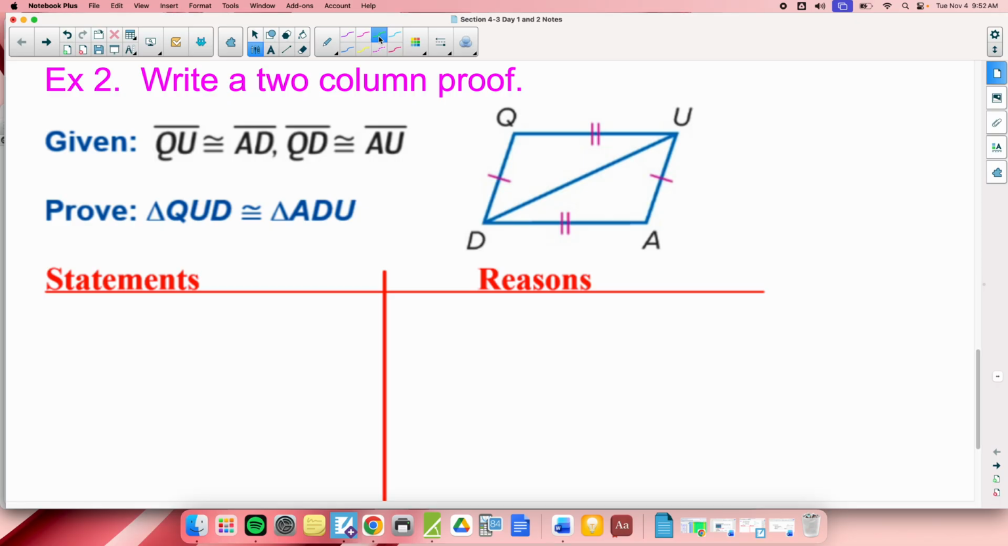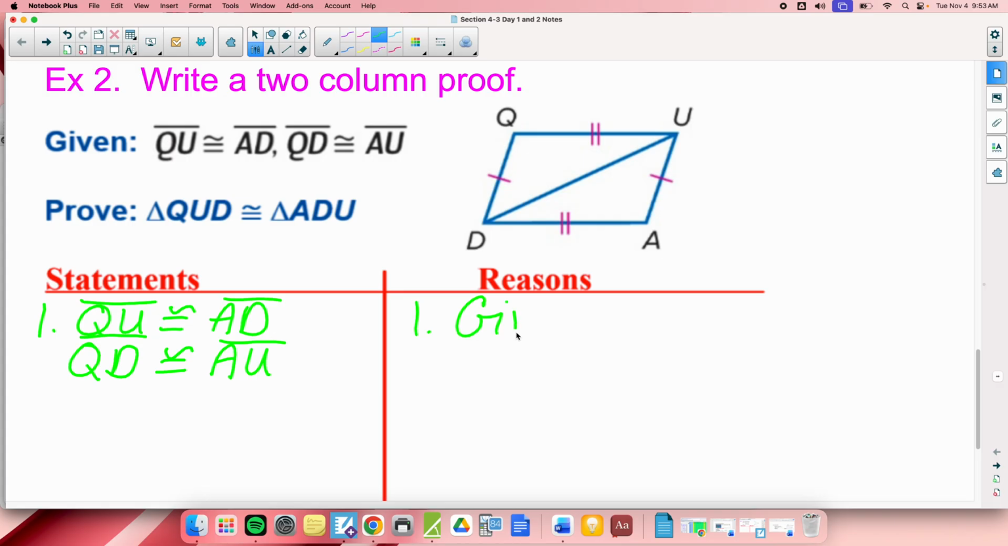So you have to pay attention, and please ask questions when there's something you don't understand. So first of all, we're given 2 things. I'm gonna go here and write down QU is congruent to AD, and I'm gonna put them both under step 1. And all of you know that step 1 is given.